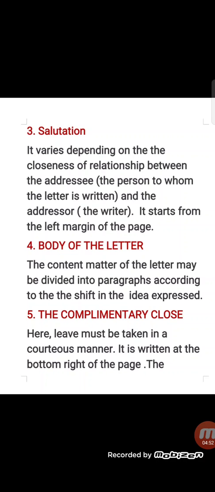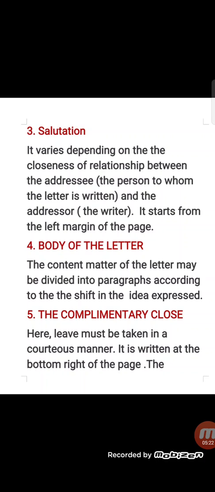Now, fourth comes the body of the letter. What happens in the body? The content matter of the letter may be divided into paragraphs according to the shifts in the ideas expressed. You are going to make paragraphs. Got it, students? In the body you divide the paragraphs according to the ideas.